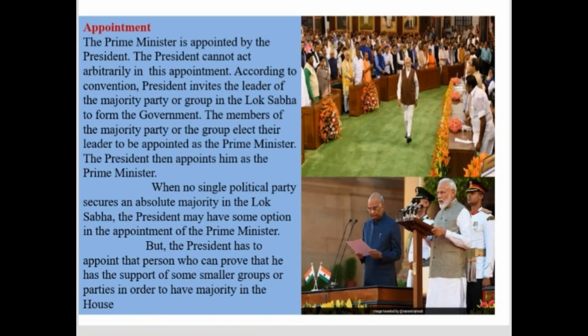So once a party wins the election, the President will ask the party to elect their leader, and the members of the winning party will elect their leader and propose a particular leader as Prime Minister candidate. Once such information is received from the party which has won the election, then the President will appoint such leader of the majority party as the Prime Minister.